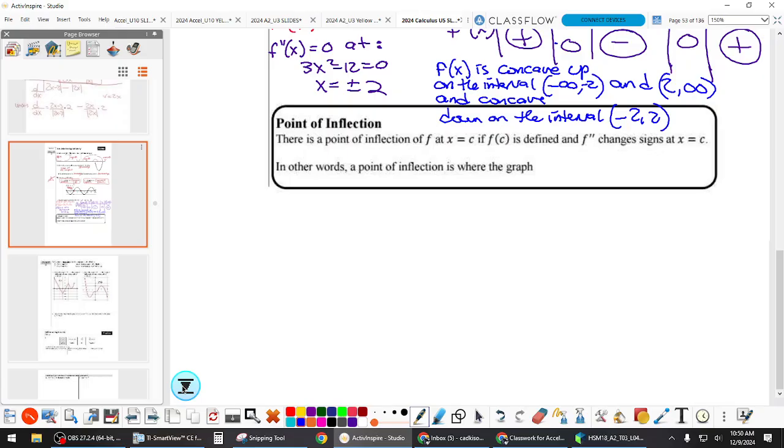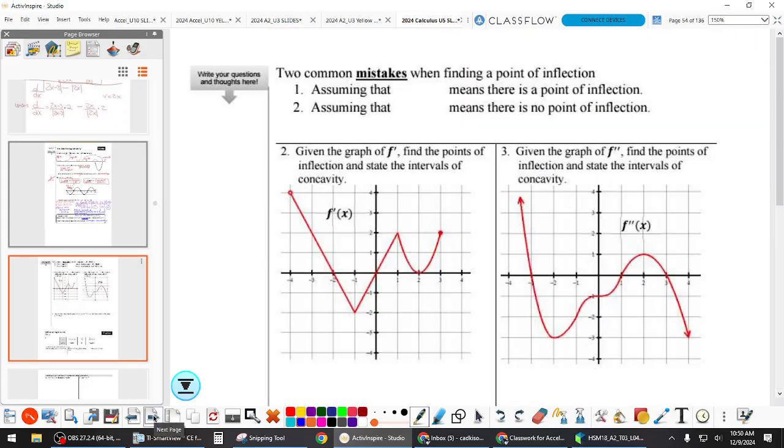Alright, so there is a point of inflection of f at x equals c if f is defined there, so we have to make sure that's true, and if f double prime changes sign. Okay? So where the graph, how would you say that in simpler words? Where the graph changes direction, like separating. Yeah, or we can just say changes concavity. But yeah. Okay, so flip over because there are some common mistakes there that we definitely don't want to make.